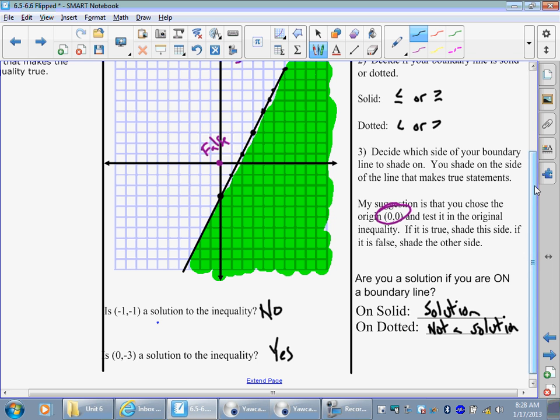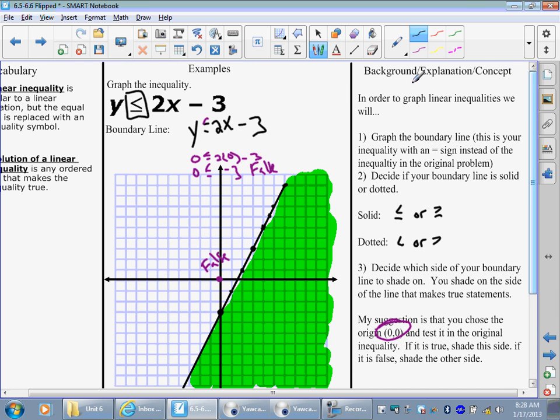All right, so again, let's just review really quickly here. How do we graph linear inequalities? We graph the boundary line, which just means change this to an equal sign. And then we have to decide if our boundary line is solid or dotted. Then we have to decide which side to shade on. Not so bad if you're good at graphing lines. It's not too much extra work.